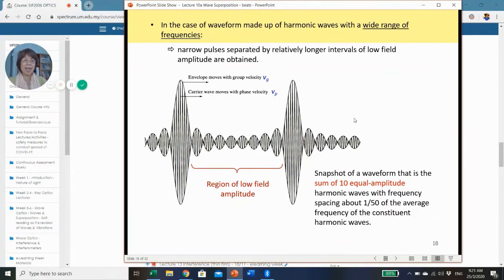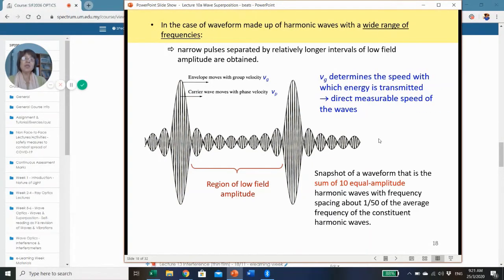Now we are doing 10 harmonic waves. You will find that you can actually get narrow pulses. You can see where the amplitude is very large, and then you still have the region of low amplitudes where you still have these beats, but they are very low amplitude. So this high frequency part is the carrier waves, and that will move with phase velocity, but this envelope will move with group velocity. So in other words, the group velocity will determine the speed at which energy is transmitted. It is a direct measurable speed of the waves.